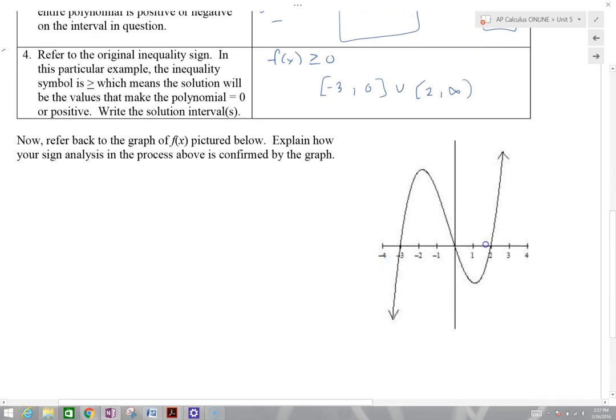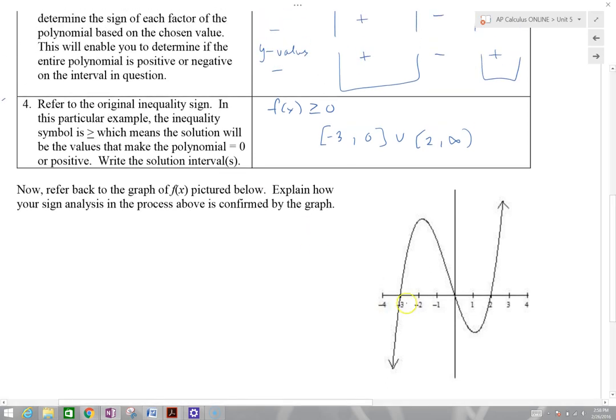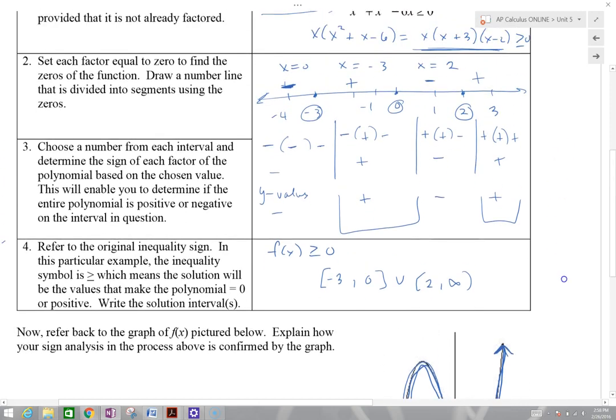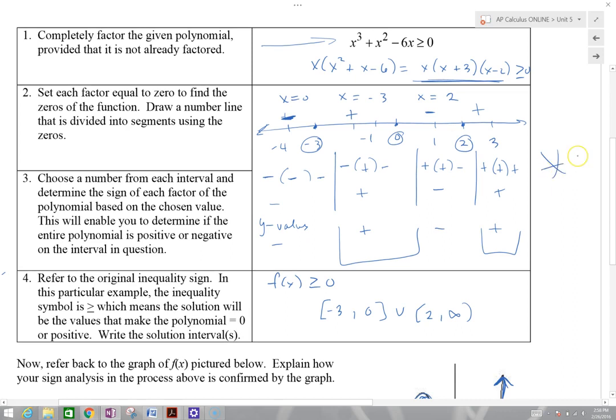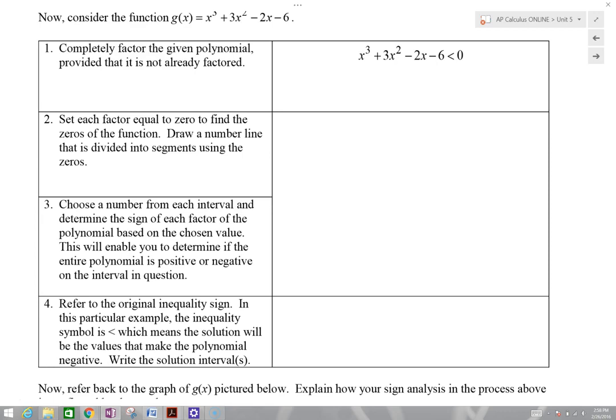And we can take a look right here. Our sign analysis is confirmed by the graph, because y values were less than 0 from negative infinity to -3, and then above the x-axis is the solution to our graph. We're just talking about the solution from -3 to 0, and then from 2 to infinity. So we can do it by the picture. If we don't have the picture, we don't know how to graph it, or don't want to graph it, we can also use this sign analysis to figure out where it is above the x-axis. Alright, this time around, why don't you go ahead and get started.